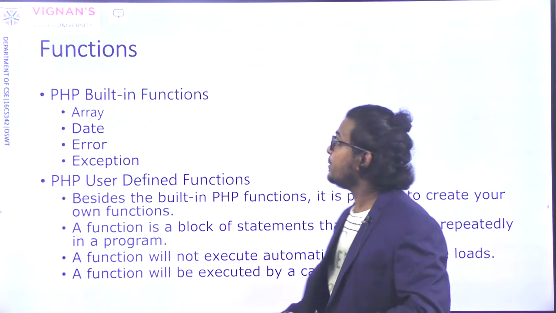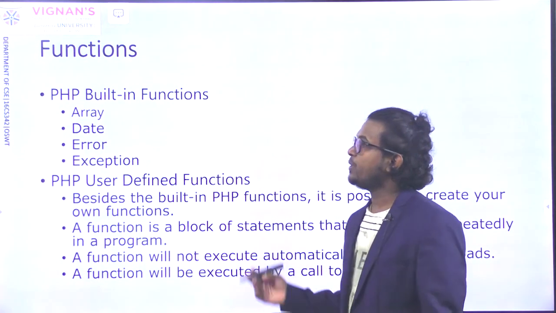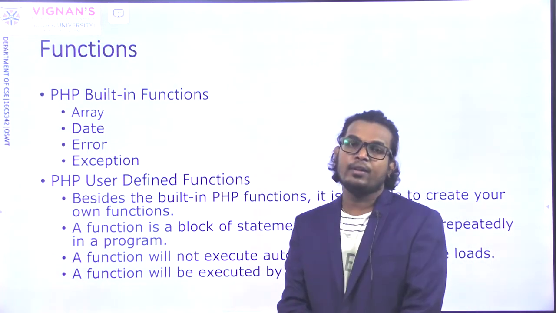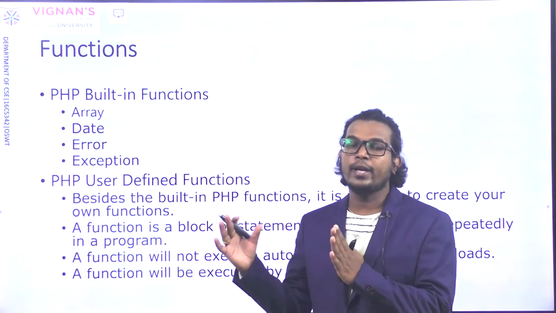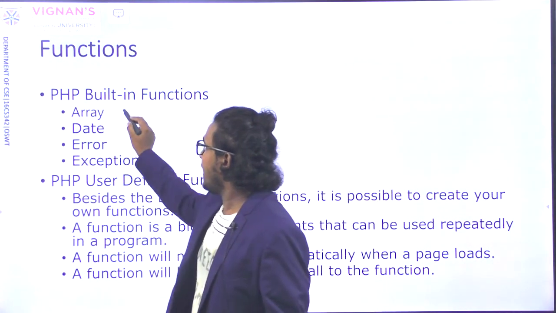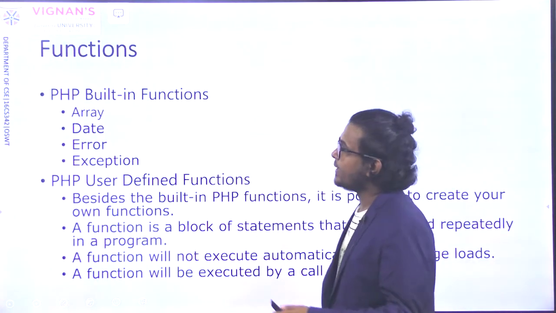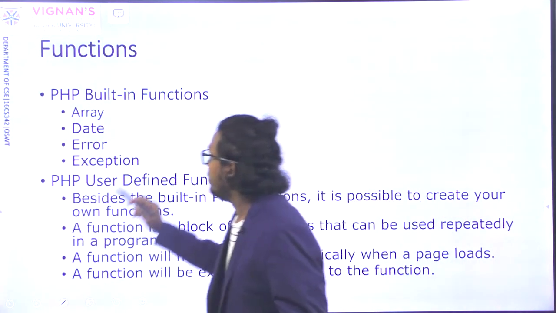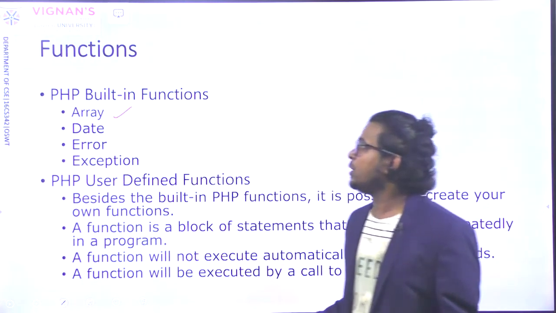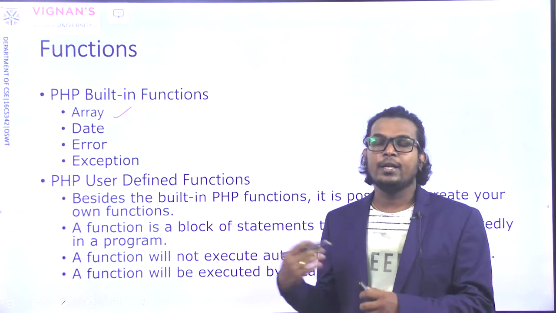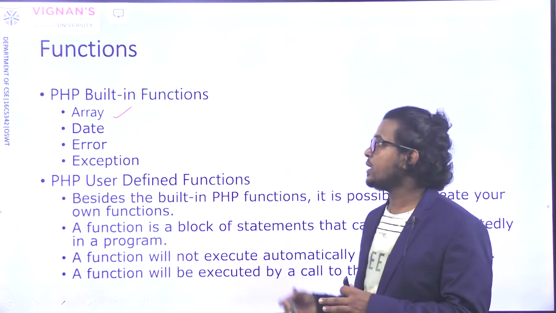Okay, so next one is the PHP functions. In PHP also we have different types of functions. Here in PHP we have nearly 1000 built-in functions. Some built-in functions are available in PHP. The first one is the array function. With the help of this array function, we are creating the array in our PHP script.